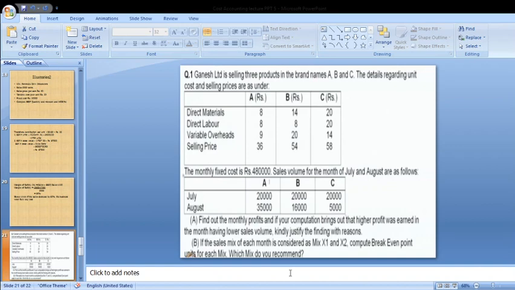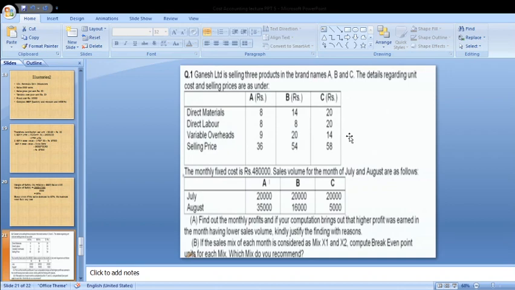And second, in part B, the sales mix of each month is considered as two sales mixes, say mix X1, mix X2. Compute the break-even point for each mix and which of the two mixes do you recommend. So these two mixes are treated as two sales plans, and then we have to calculate it. Which plan do you recommend? Okay, I hope you are getting it.